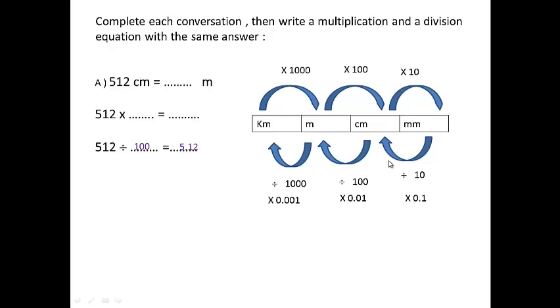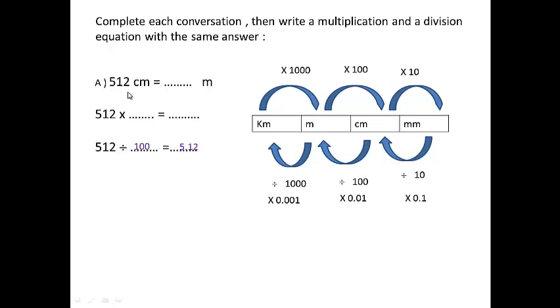From small to big, millimeter to centimeter divided by 10, or you can multiply by the inverse of 10. 1 over 10 is 0.1. Centimeter to meter divided by 100, or times by 0.01. Meter to kilometer divided by 1000, or you can multiply by the inverse of 1000.